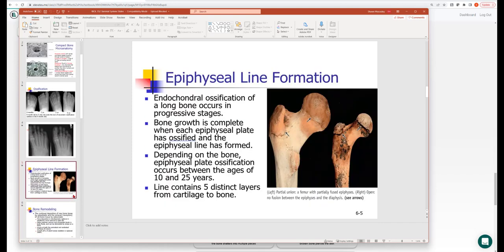And then, lastly, here is a young person's femur. Here is an adult femur. I just want to point out one thing, and that is in the femur, this is called the head. You'll learn that soon. This is the neck, and this is the what? Correct.